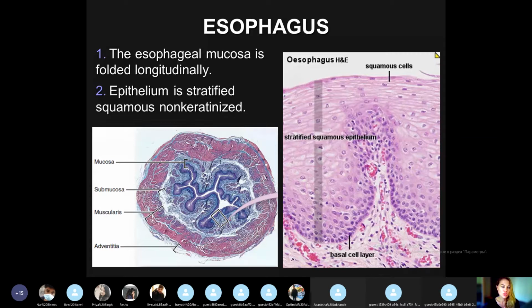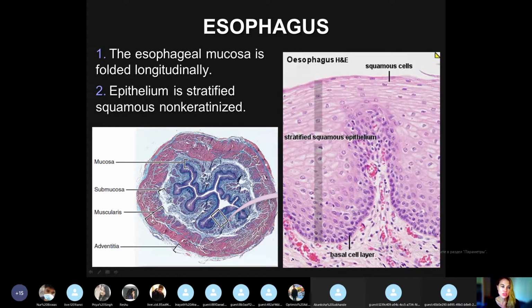So let's talk about the structural features of esophagus. First of all, we need to focus on the tunica mucosa. The tunica mucosa of esophagus is lined by the stratified squamous non-keratinized epithelium. Over here in zoom in, we can see this type of epithelium. We can see many layers of the cells, and the stratum corneum is absent. So this is the first structural feature.